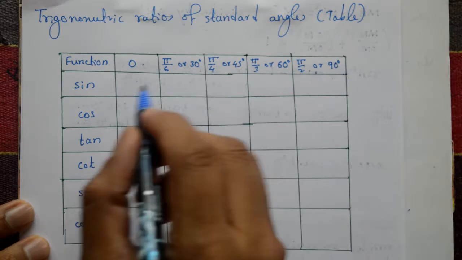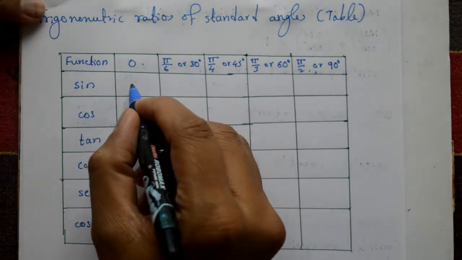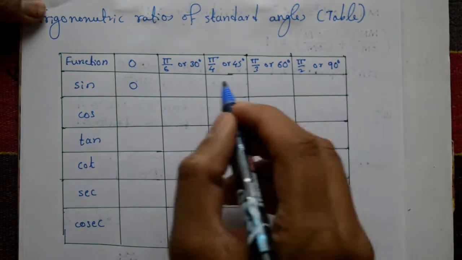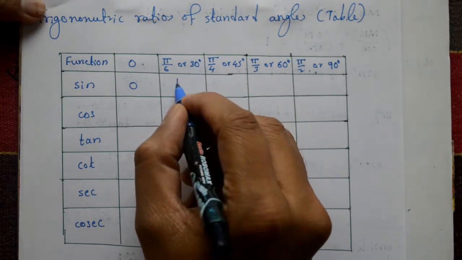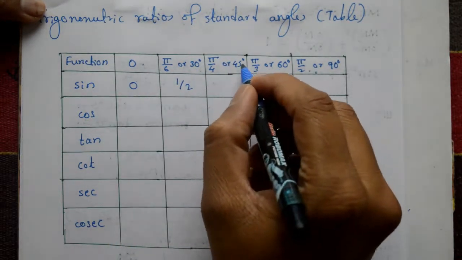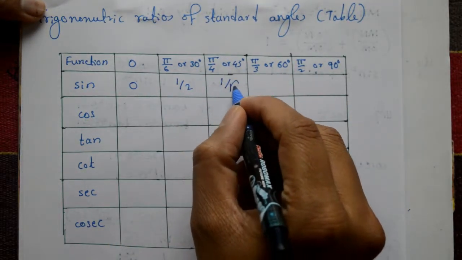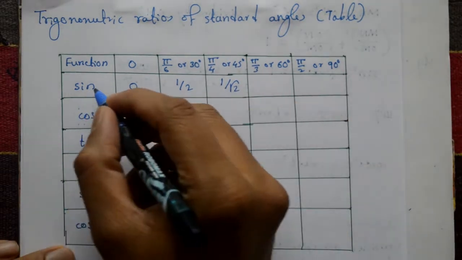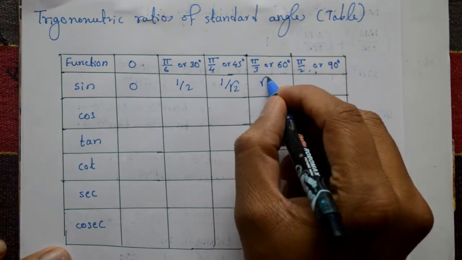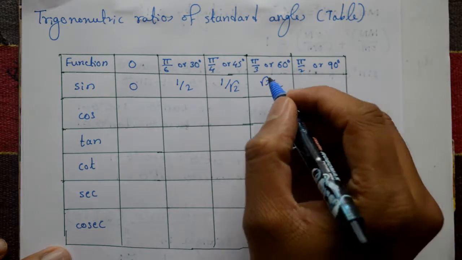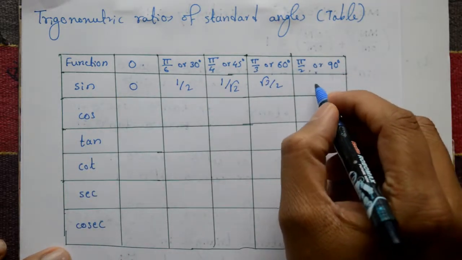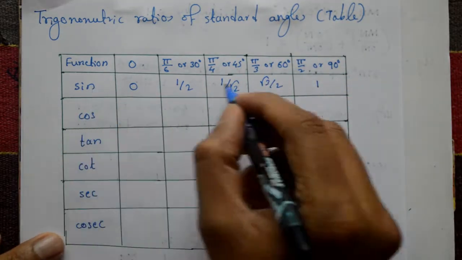Okay. Now first one, sine. Sine 0 is 0, very simple. And sine 30 degree is 1 by 2. And sine 45 degree is 1 by root 2. And sine 60 degree is root 3 by 2. Then sine 90 is 1. This is the sine function.